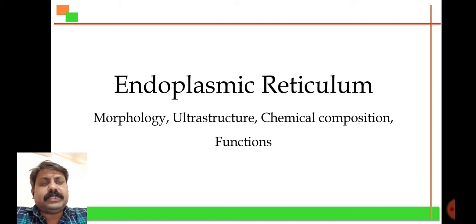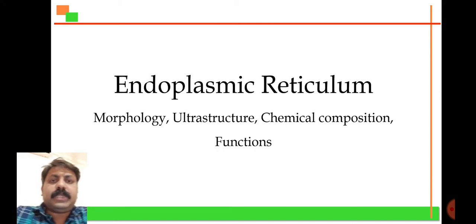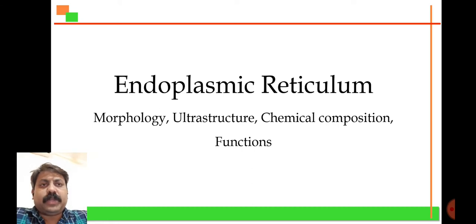As it is present beneath the plasma membrane, in the protoplasm, it is plasmic. Endo means inside, so endoplasmic means something present below the plasma membrane, in the protoplasm, and it is a reticulum, that is, a network. So the endoplasmic reticulum is the network which is present in the cytoplasm.